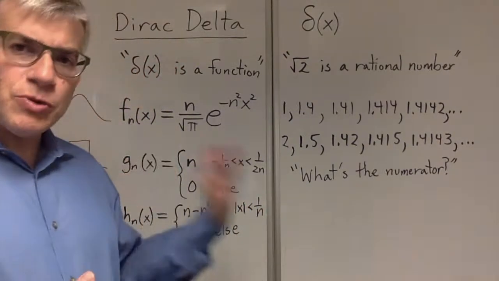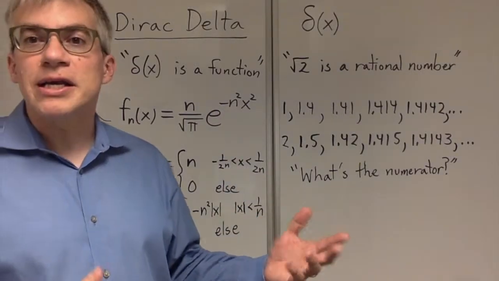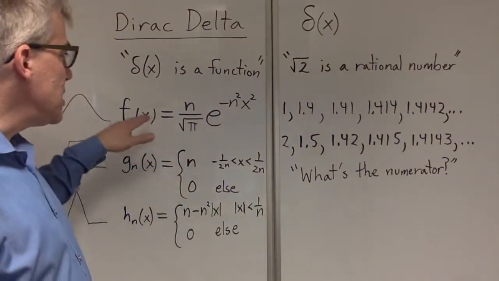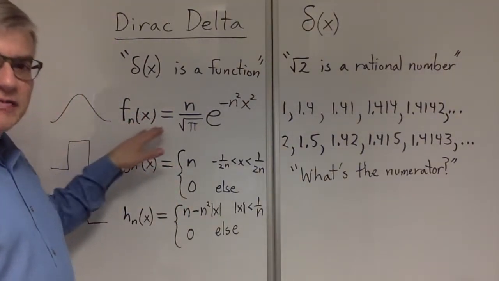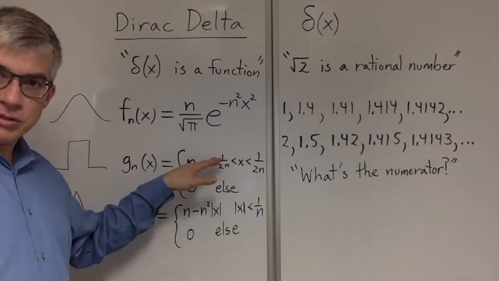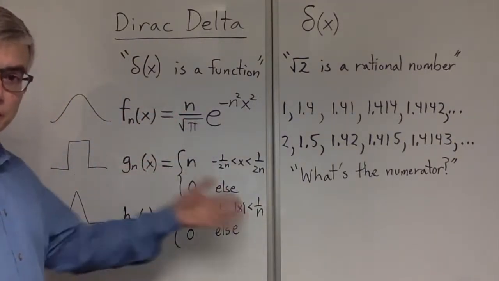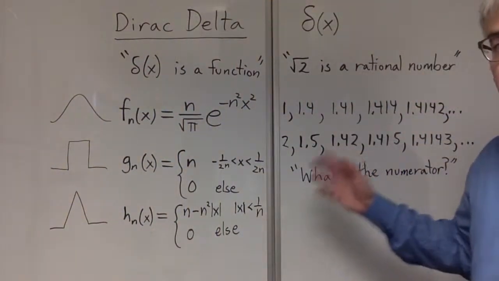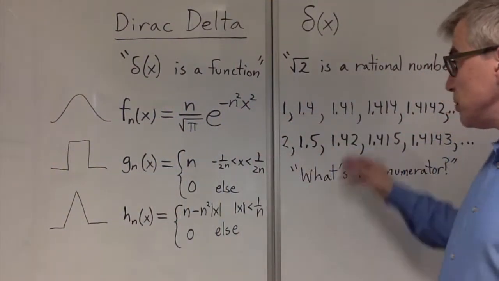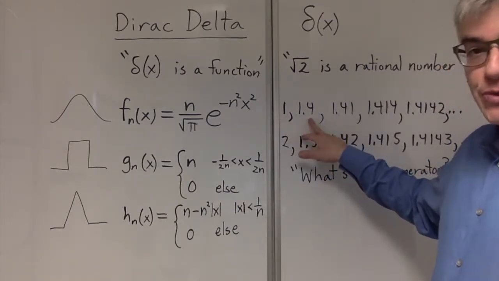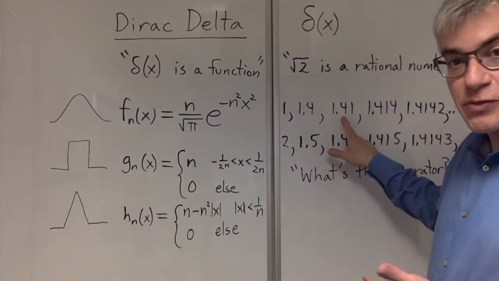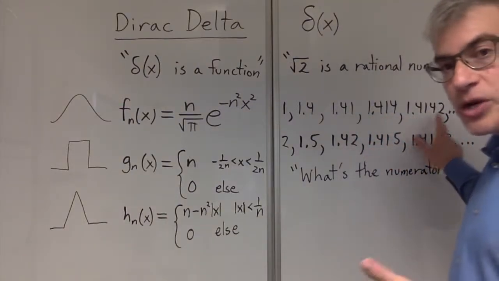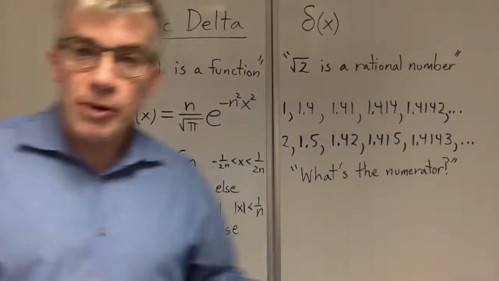Now, what these do have in common, besides both being wrong, is that there's a way that they're sort of almost right, in that the Dirac delta is the limit of a sequence of functions. Actually, many possible sequences of functions, just like the square root of 2 is the limit of a sequence of fractions, because 1 is a fraction. 1.4 is a fraction. 1.41 can be written as a fraction. 1.414, likewise. 1.4142. You're getting closer and closer to the square root of 2.